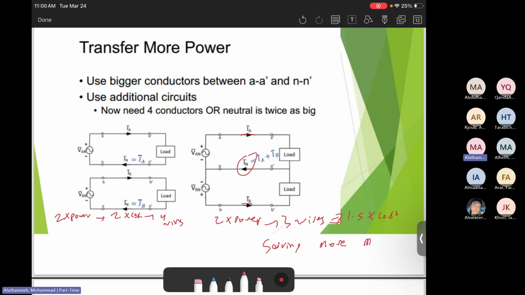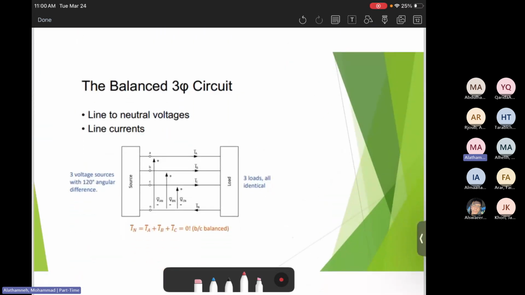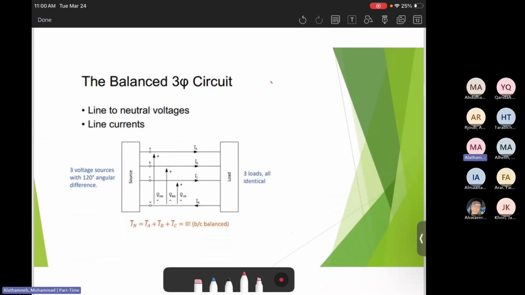So as a result, choosing 3 wires is cheaper than choosing 4 wires, especially if you are connecting the power line over a very long distance, then you are saving a lot of money. So that's a good thing. We're using biphase. However, there's another approach that's way better than this: the 3-phase, 4 wires, 3 times the power, which is 2 times the cost, because we are using 4 wires. That's a great approach.